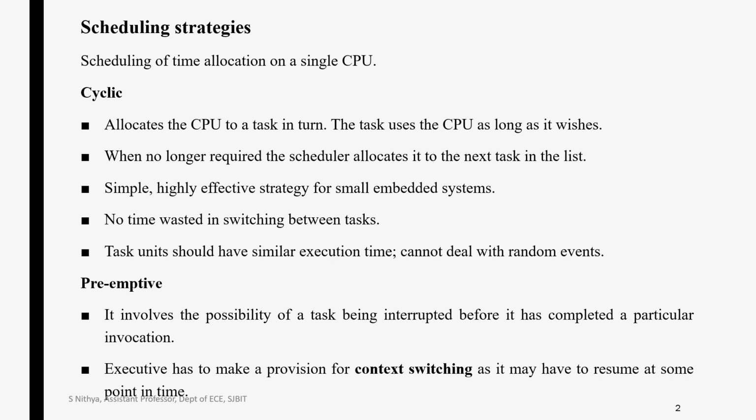It involves the possibility of the task being interrupted. So the task is being interrupted before it completes. There is a possibility of interruptions in that particular event. So the execution has to make a provision for context switching, as it may have to resume at some point in time.